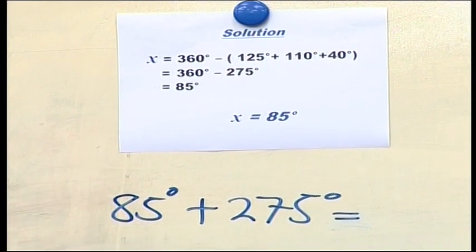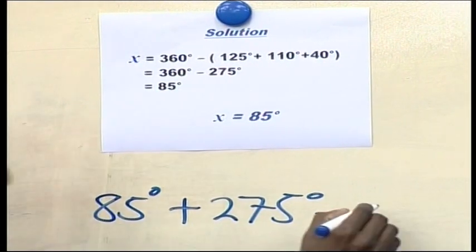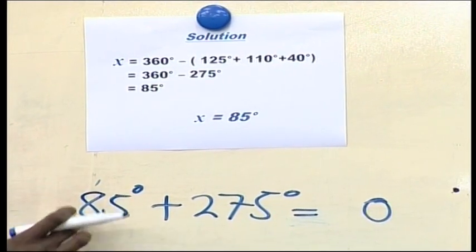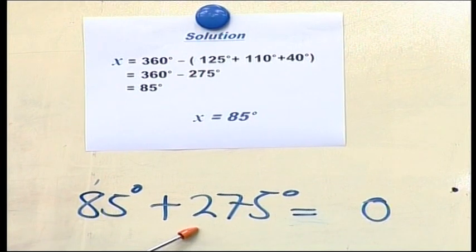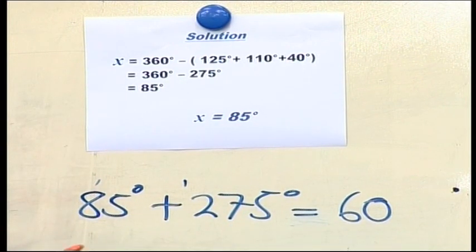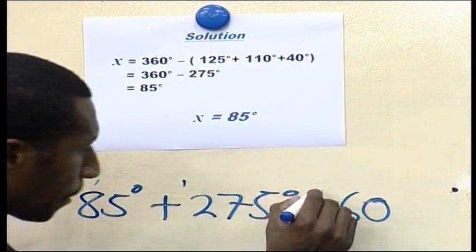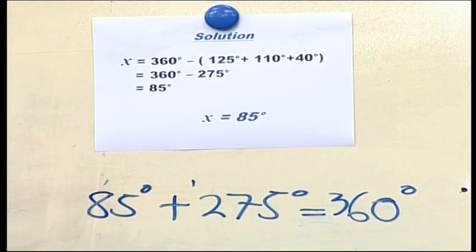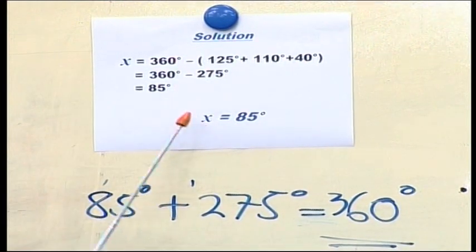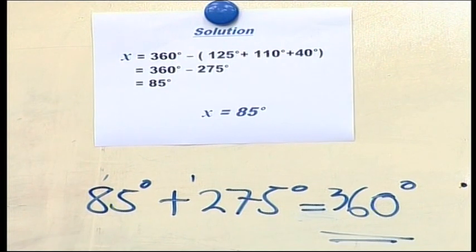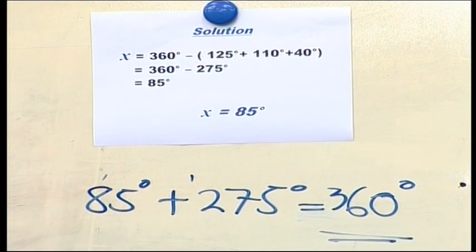5 plus 5? 10. Put down 0, carry 1. 8 plus 7? 15, plus 1? 16. Put down 6, carry 1. 1 plus 2? 3. So, is the angle for x correct? Yes. Okay, x equals 85 degrees is correct.